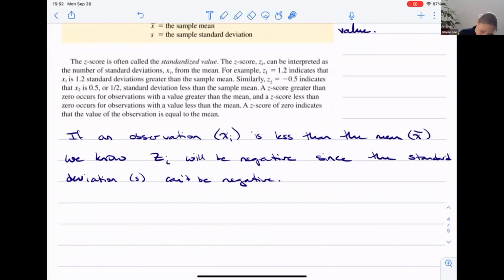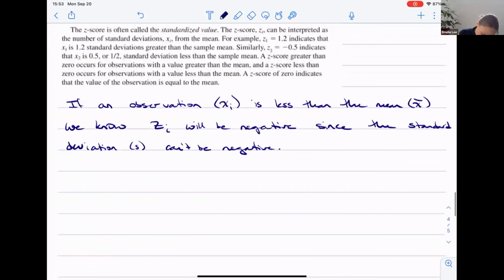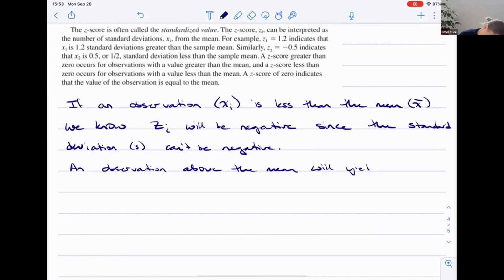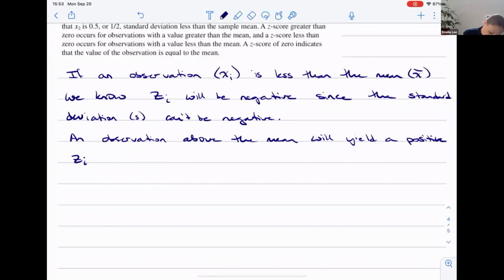Let me write that down. An observation above the mean will yield a positive Zi. Okay.